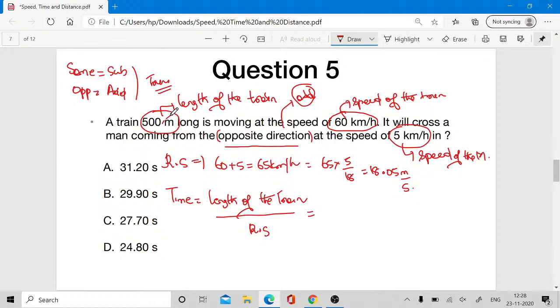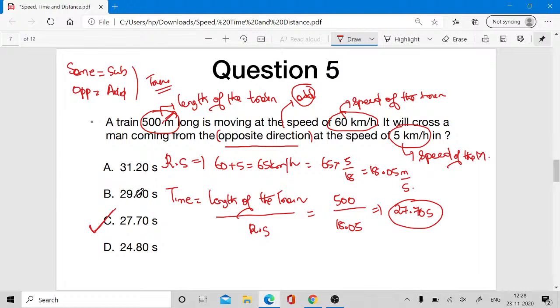What is the length of the train? Length of the train is already given, right? 500 divided by relative speed 18.05. So this is going to be 27.70 seconds, which is option C.